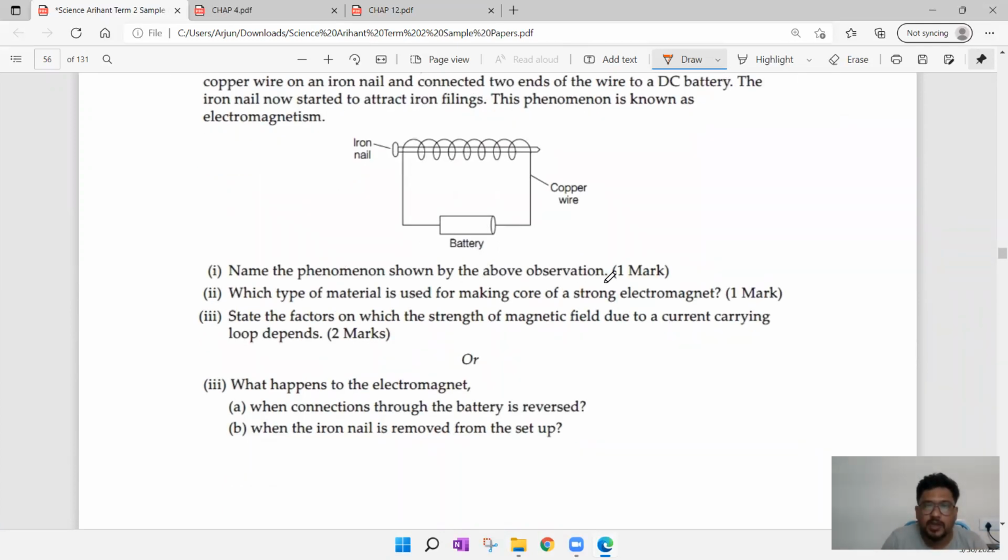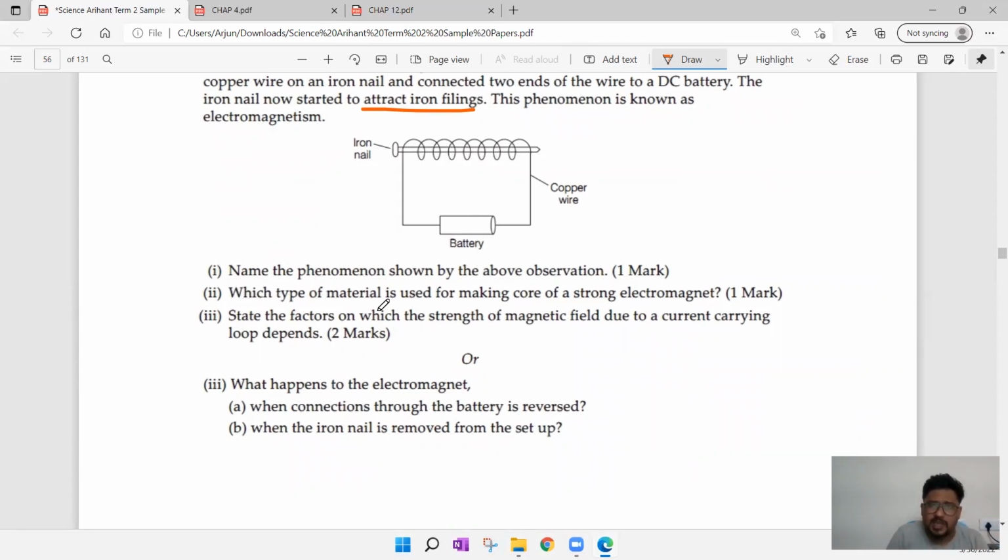Name the phenomenon shown by the above observation. You see, this is magnetic effect of electric current because they have taken an iron nail. They have wound a copper wire and which is connected to the battery. What happens? Current is produced, and magnetic effect is produced in the iron nail, which can attract iron filings, right? Okay, answer is magnetic effect of electric current.